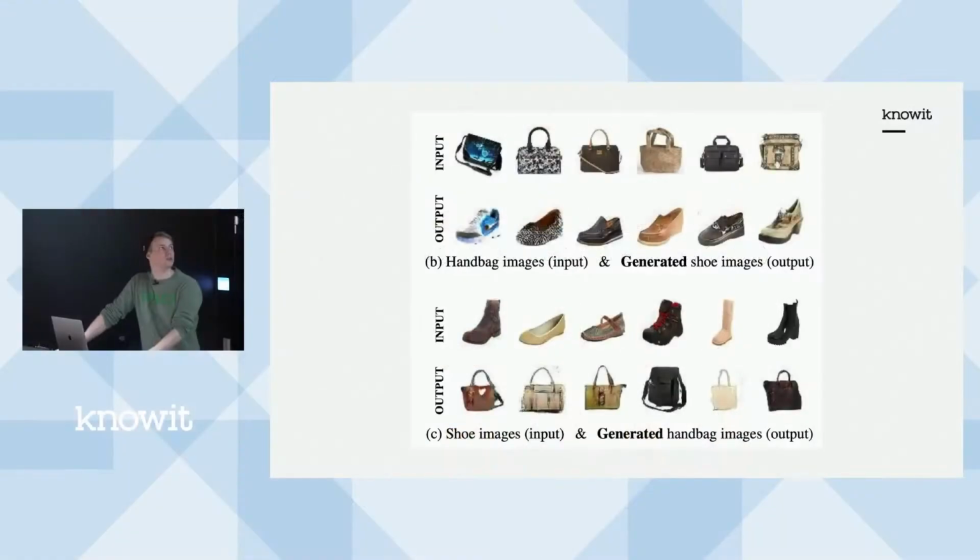Here's another cool example I found. In this network, instead of sending in noise, they send in an image, and then they train the network to generate a matching item. So in the top example, they send in handbags, and they make the network generate matching shoes. In the bottom, they do the opposite. They send in shoes and make matching handbags for your shoes.